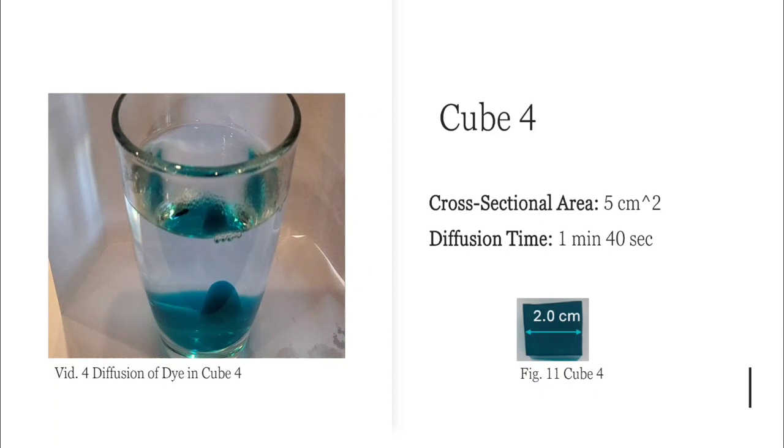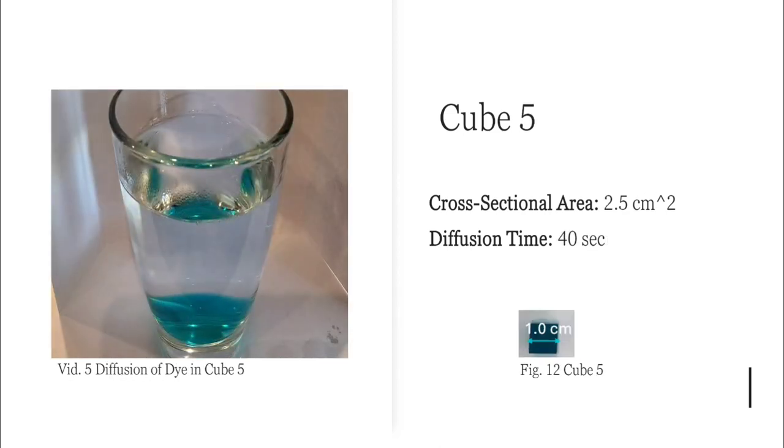Cube 4 had a cross-sectional area of 5 centimeters squared and a diffusion time of 1 minute and 40 seconds. And finally, Cube 5 had a cross-sectional area of 2.5 centimeters squared and a diffusion time of 40 seconds.